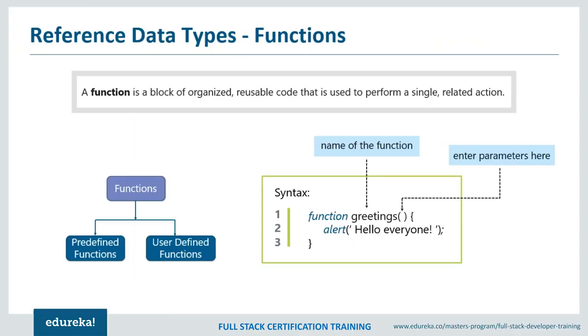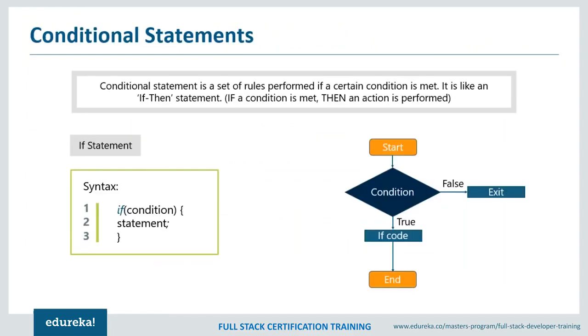Okay. Next, we have conditional statements. Now, conditional statements are used to perform different actions on different conditions. So if is used to execute a block of code only if the condition is true. Okay. So basically, if a condition is met, then the statements within this block will get executed. This is the syntax of the if statement.